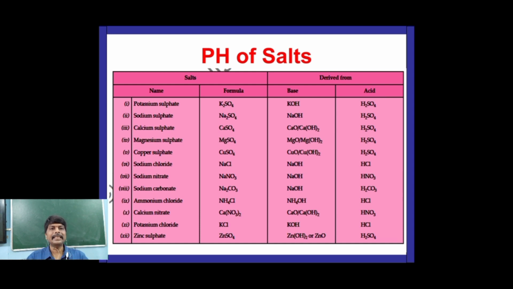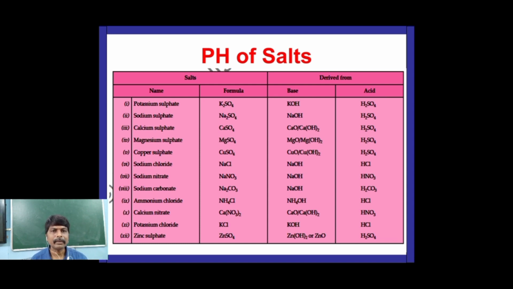Next one is calcium nitrate, Ca(NO3)2. So how to write these salt formulas? By using the criss-cross method. You learnt this already in class 9th. Calcium Ca2+, nitrate NO3-. So the resultant salt is calcium nitrate, Ca(NO3)2. What is the base? Ca(OH)2. What is the acid? HNO3. Potassium chloride, KCl. Base is potassium hydroxide, KOH. Acid is HCl, hydrochloric acid. Zinc sulfate. What is the base?